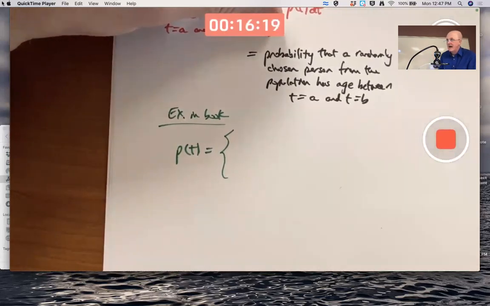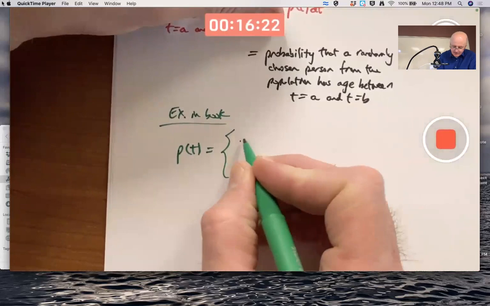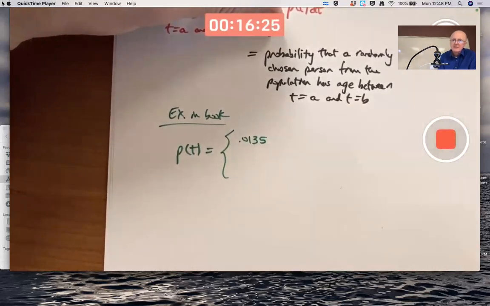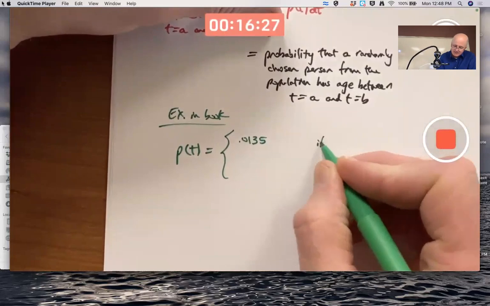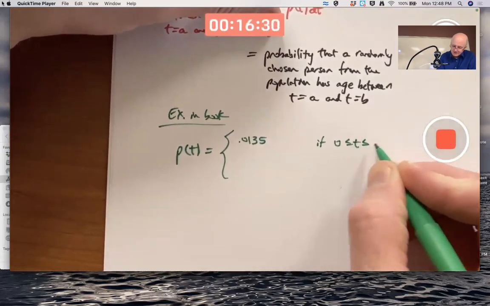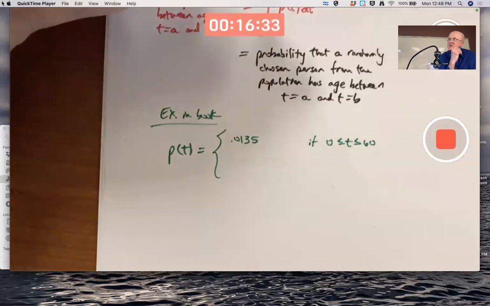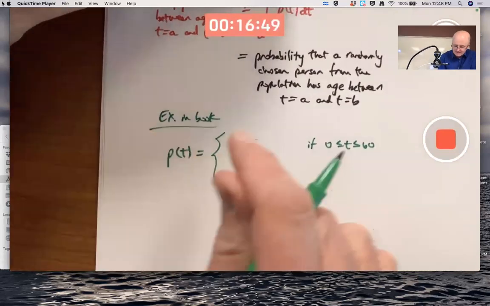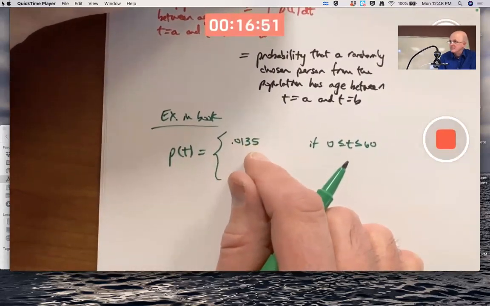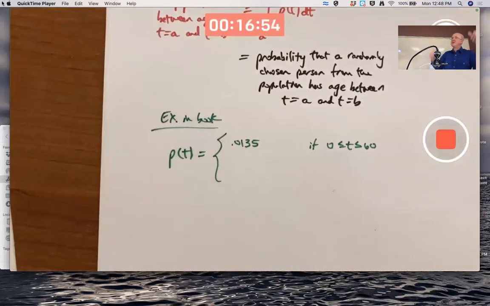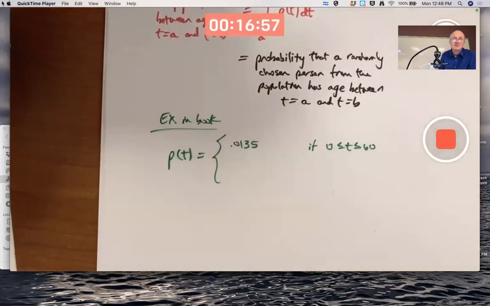Remember, it was a horizontal line, and the horizontal line was at 0.0135, if somebody's between 0 and 60 years of age. We're assuming for the people that are between 0 and 60 years of age, babies up through their first birthday, 1-year-olds, 2-year-olds, 3-year-olds, etc., for every 1 year, that represents about 1.35% of the population. It's a very rough approximation. Don't worry about it. It's just what you got to do sometimes.